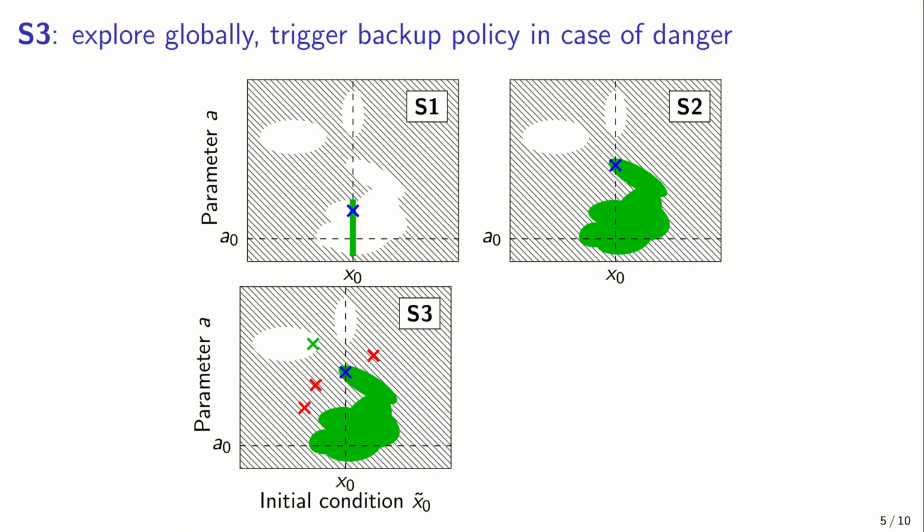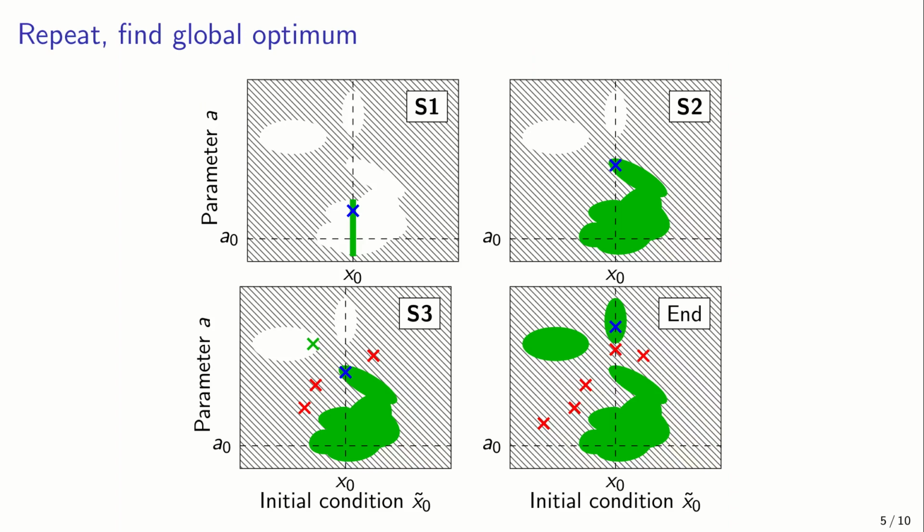Following the strategy, we finally also find a new safe area, and once we found a new safe area, we can return to stages 1 and 2 and explore locally within this newly found safe region. Then we can do another round of global search and finally explore the whole space and find a global optimum, which here in this case is in the last safe region.